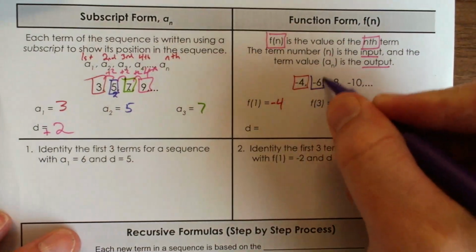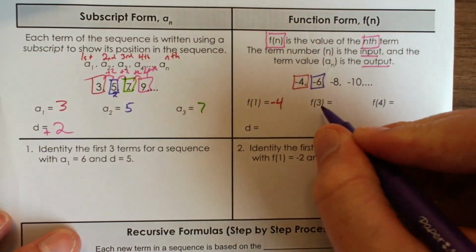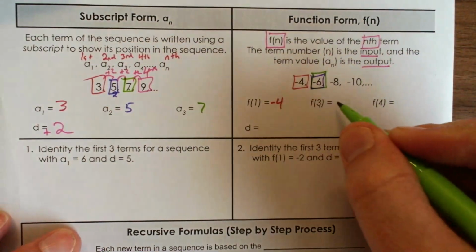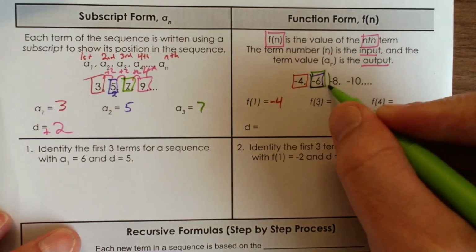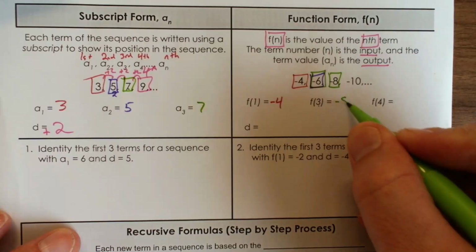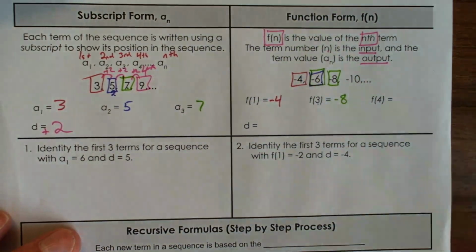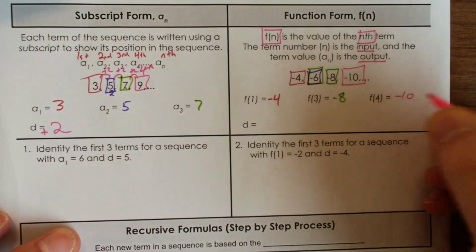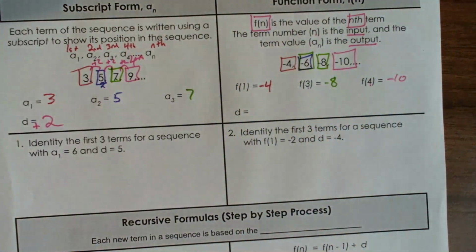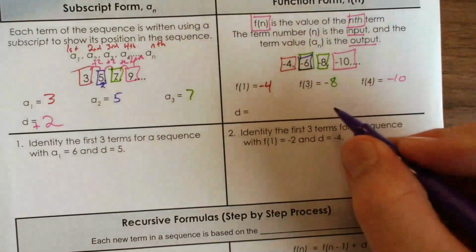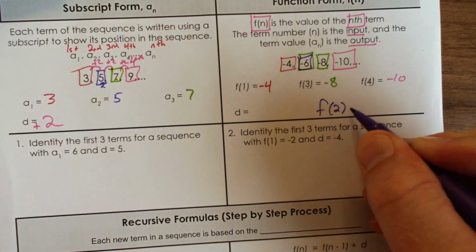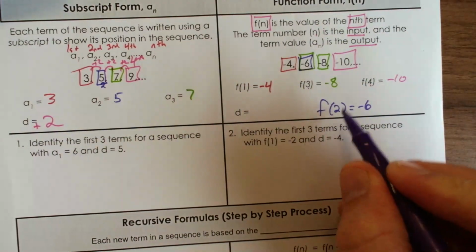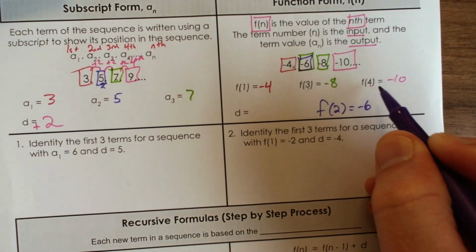For my second term in the sequence, oh my bad, this is actually the third term in the sequence. So don't do that. This is the third term, which is this one. That's -8. And this is looking for my fourth term in the sequence, which is this last one, -10. So the one that's not brought up here is my second term in the sequence. That's -6. So the first term, the second term, the third term, and the fourth term.